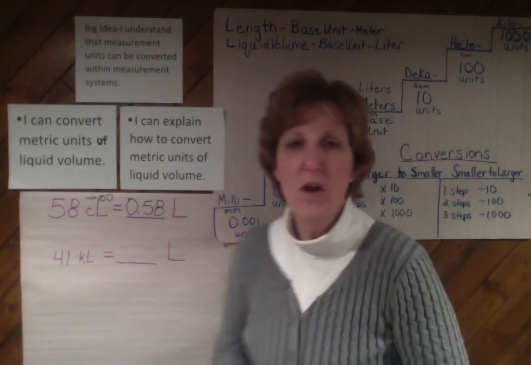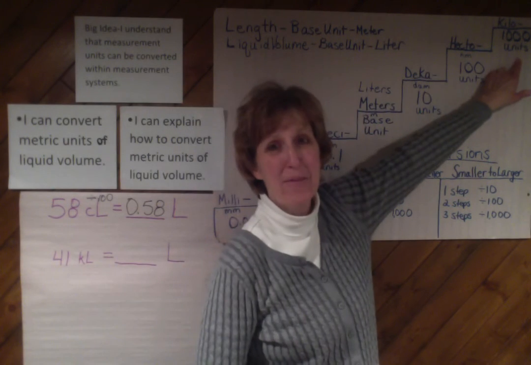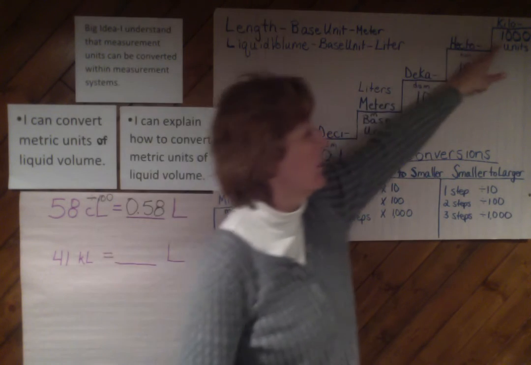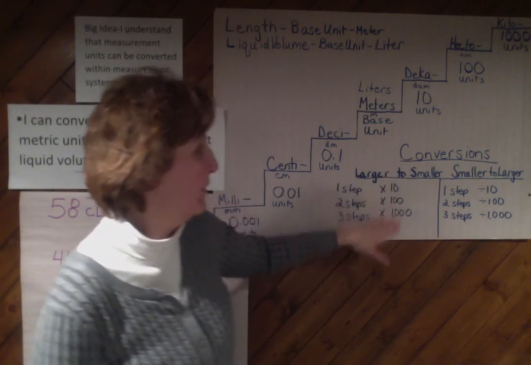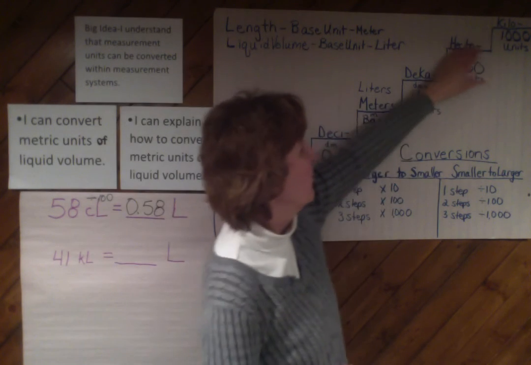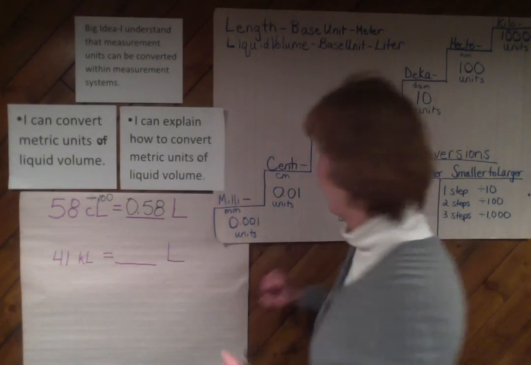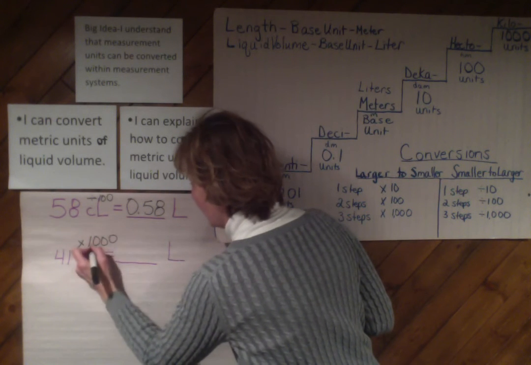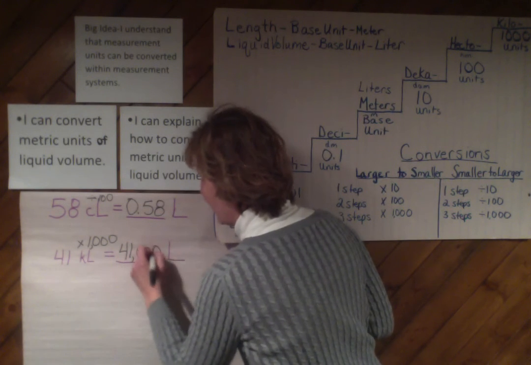The other one we're going to work with today is 48 kiloliters, and we want to change that to liters. So we're going to find kiloliters, which happen to be way up here at the top, and convert the kiloliters to liters. Going from larger to smaller means we're going to be multiplying, making it larger. How many steps are we going to take? 1, 2, 3 steps. So that means we take our kiloliters and multiply them by 1,000, and 41 times 1,000 is 41,000 liters.